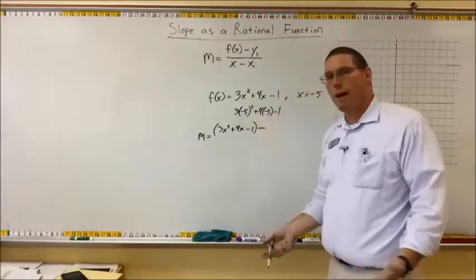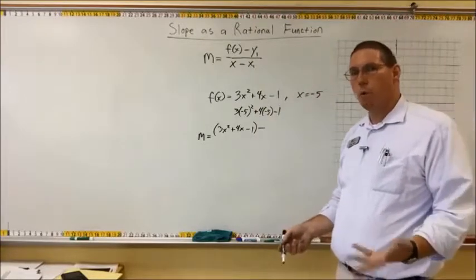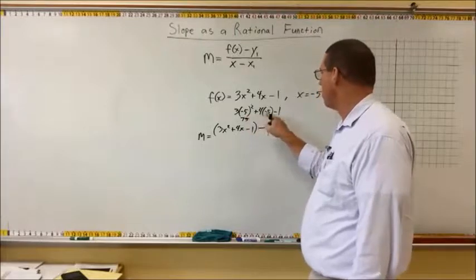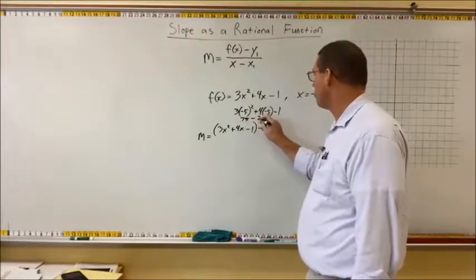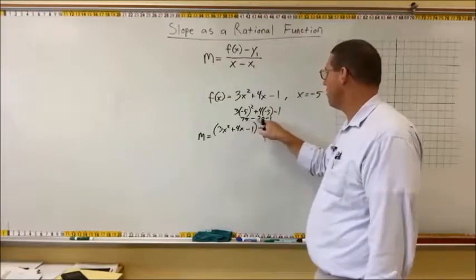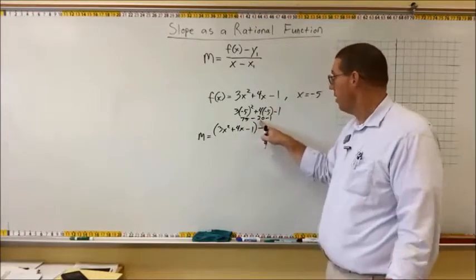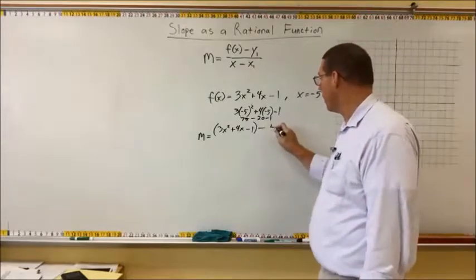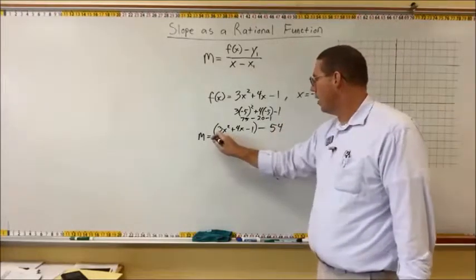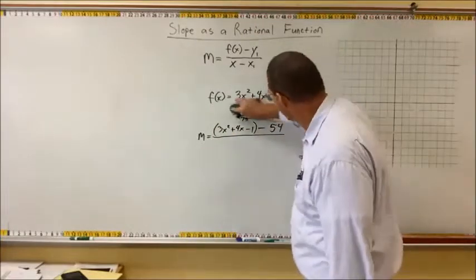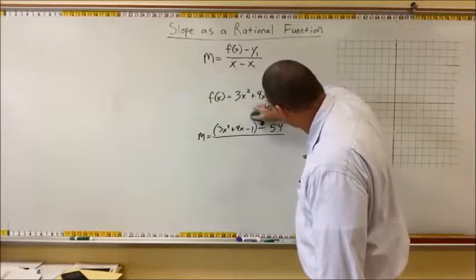Well, negative 5 squared, that's 25, right? Times 3 is 75, so I got 75. 4 times negative 5 is negative 20, and then we have a minus 1. Well, 75 minus 20, that's 55. 55 minus 1, that's 54. So I'll put minus 54. And then I'll draw this line. And I don't need this anymore. I'm just doing some calculations. You can do it in a calculator if you want to.